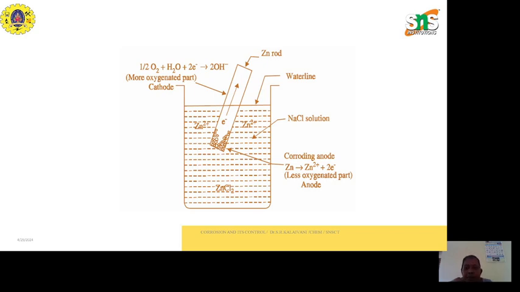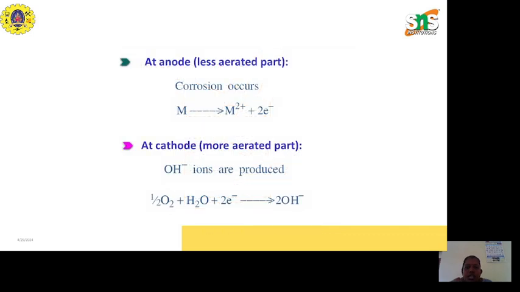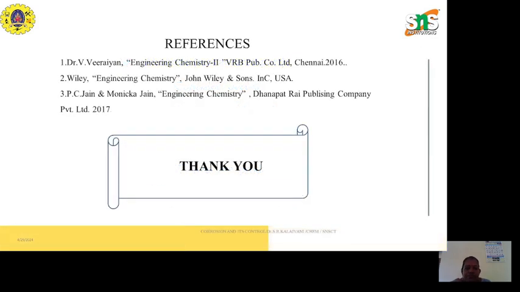In this diagram, a metal rod is dipped in a water body. The part inside the water acts as the less aerated part, and more corrosion occurs because it acts as the anodic part. The more aerated part acts as the cathode, so no issues. At the anode, the less aerated part, metal is converted into metal ions plus 2 electrons. At the cathode, the more aerated part, hydroxide ions are formed.